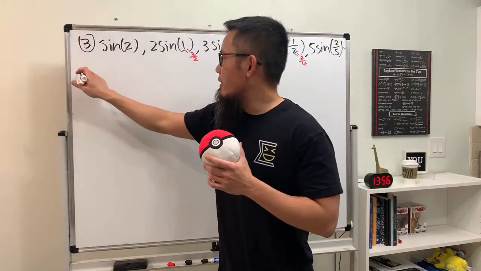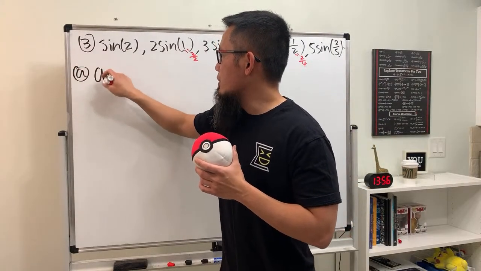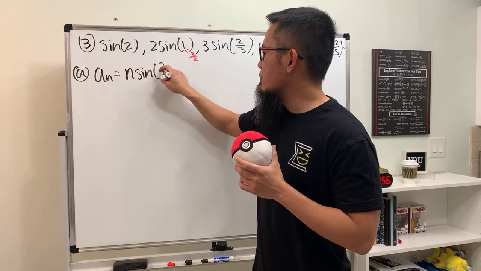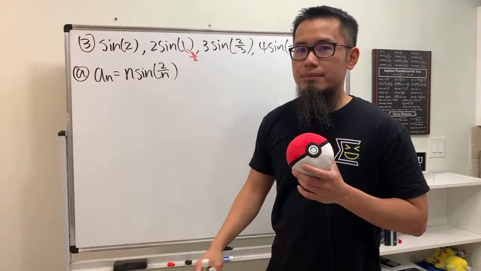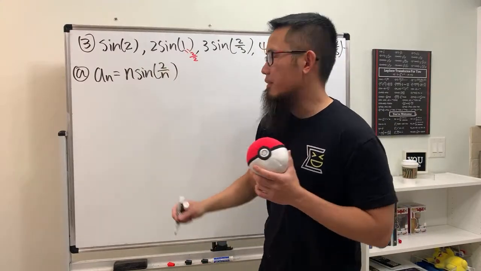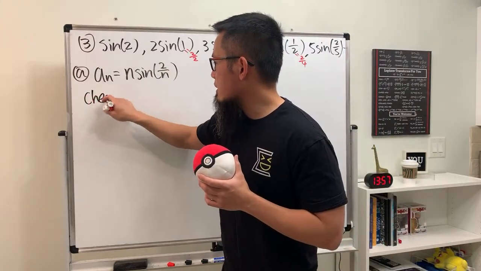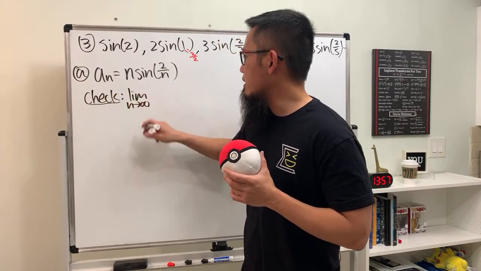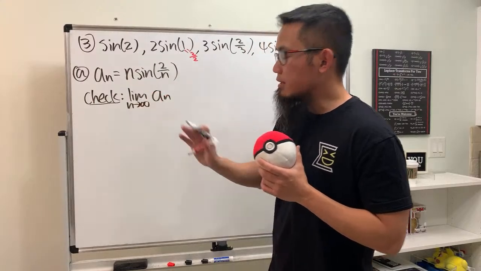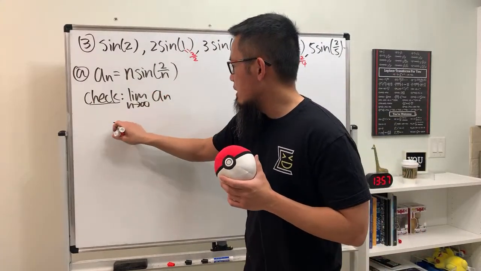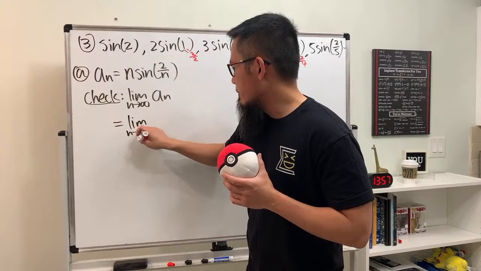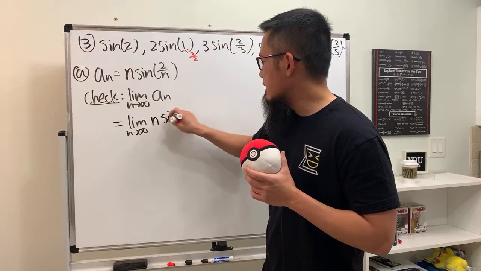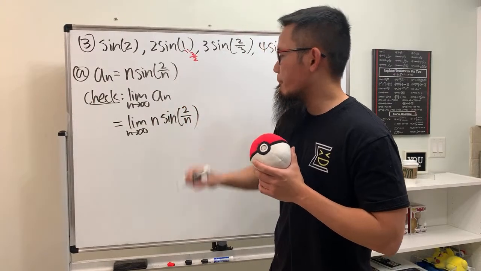So anyway, same thing. Part A, first we know an. The formula is just n times sine of 2 over n. Does this converge? Well, let's have a look. We are going to check the limit as n goes to infinity of an. Right? This is how you check if an converges or not. So, check the limit as n goes to infinity. An is that, which is n times sine of 2 over n.